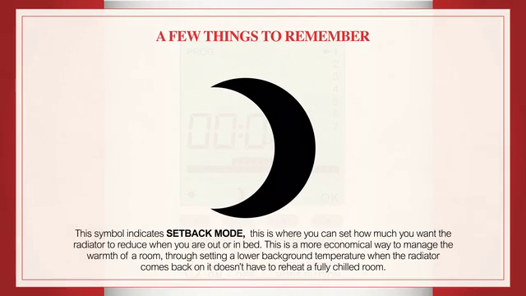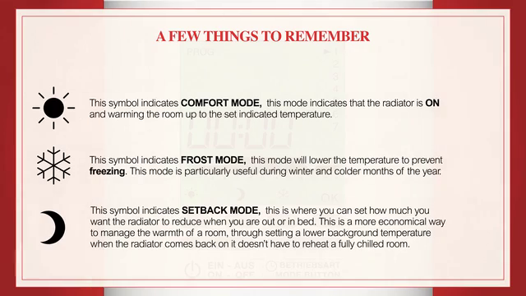Then we have setback mode, indicated by the crescent moon symbol. Setback is a lower temperature that the radiator will drop to when you're in a situation where you don't need the heating at full power, such as when you are out of the house, at work, or in bed. We recommend using this instead of turning the radiator off, as it maintains a reduced temperature. So when you are due back in the room, the radiator won't take as long or as much energy to reheat the room back up to your comfort temperature.